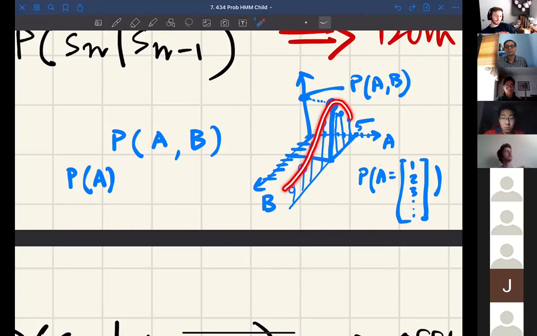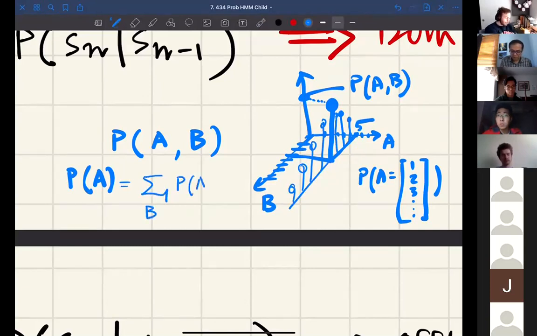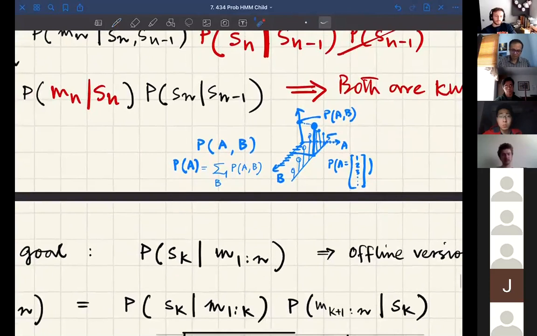Jian Hao, does that make sense? Yes. Very good. So then I can say probability of A is nothing but sigma over B of probability of A comma B, because look, I'm adding for all values of B. Okay, I get it now. Thanks. Get it now? Very good.